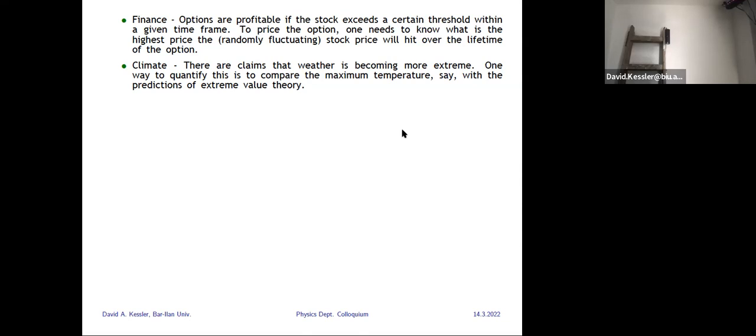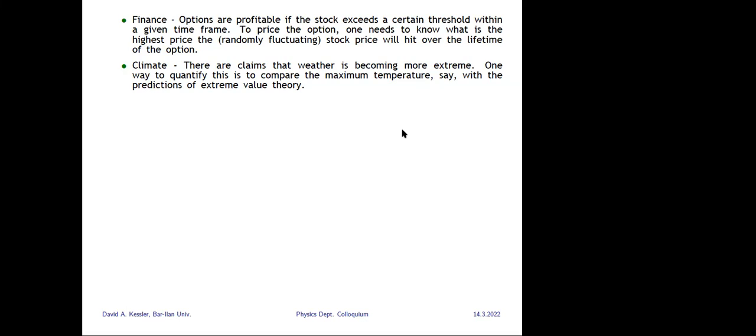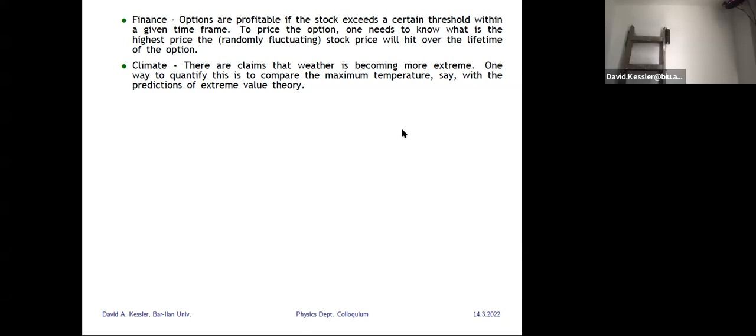Assuming that the log of the price is a Gaussian random number, which is the standard assumption, one can question whether that assumption is valid, but that's what they do in practice. And so you have to know what is the largest price value that you're going to actually achieve over the time frame of the option.